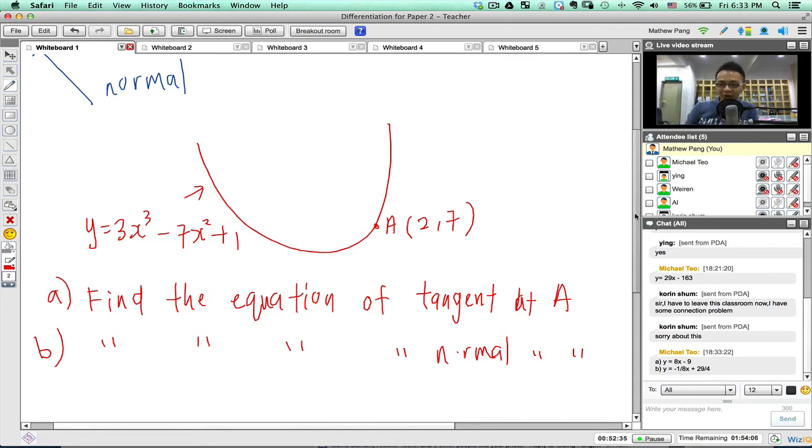So, can you do it? Yes, I see the answer from Michael Teo. Alright. Okay, this is not really hard. So first, you must understand the meaning of the equation of tangent.